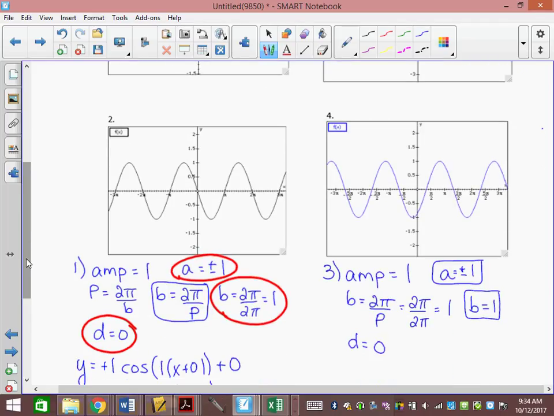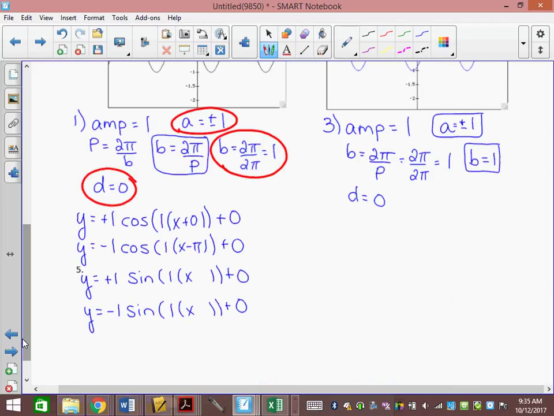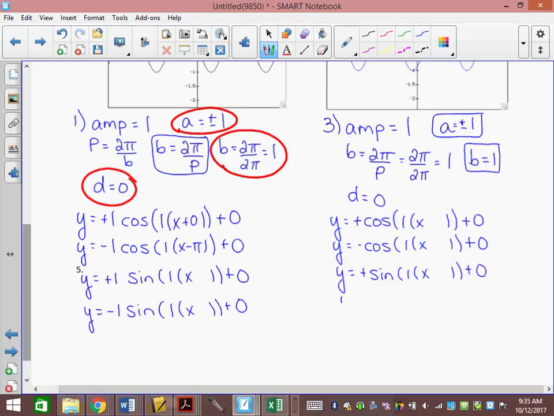So it's at 0. So when I go to write out my equations, I'm going to have y equals positive cos, B is 1, x we don't know, plus 0. Y equals negative cos, 1, x we don't know, plus 0. Y equals positive sine, 1, x not sure, plus 0. So nothing changed on all those. The only thing that changes is the horizontal shift, right?